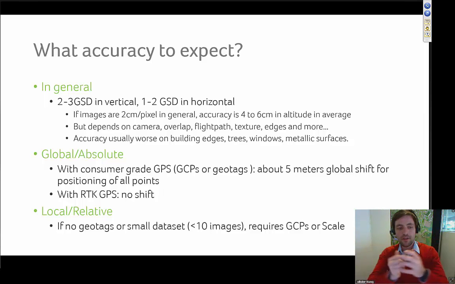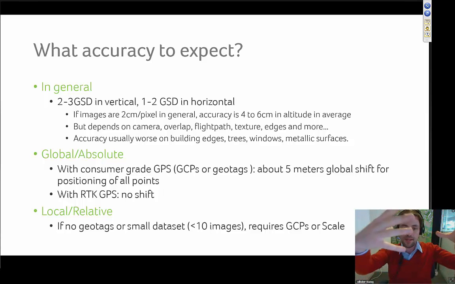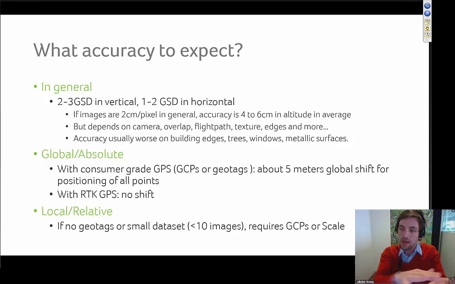Now, another thing to consider is also georeferencing. Georeferencing is basically, if you had your model and you placed it on Google Earth, for example, how closely does it match reality? How close does the positioning of your whole project match the world? This is what we call global or absolute accuracy. Another term that I use very often is local, also relative accuracy.